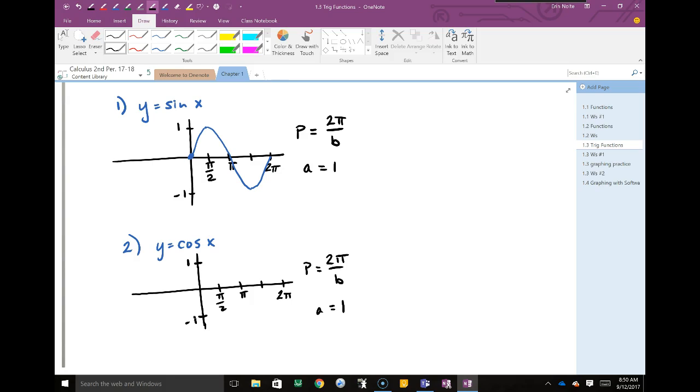Who remembers what cosine looks like? Where does it start? Good, it starts at the amplitude. So we're going to start at the amplitude of 1. It's going to cross through the x-axis at pi over 2 and hit a minimum right at pi, cross back through the x-axis at 3 pi over 2, and return to its starting spot at its period.